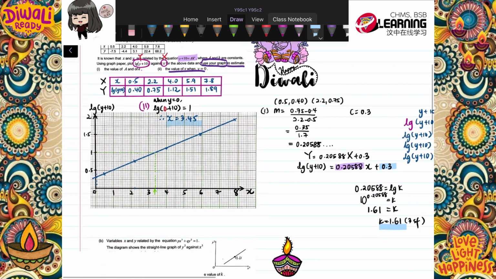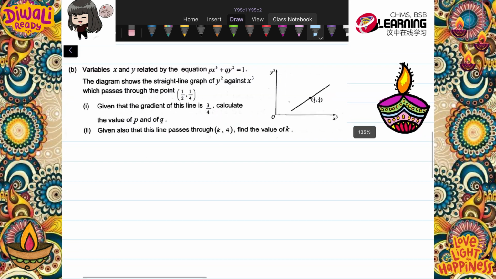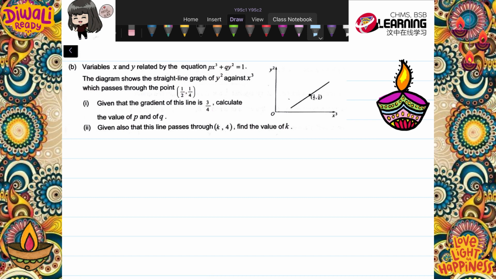Okay, my next question is 12B. This question doesn't require a graph paper. If you can recap what we have learned in the earlier lessons, right? So this question here, you are given an equation here. Your big Y is Y squared, your big X is X cubed. It's already stated here in the question as well. And it's passing through this point. Find or calculate the value of P and of Q.